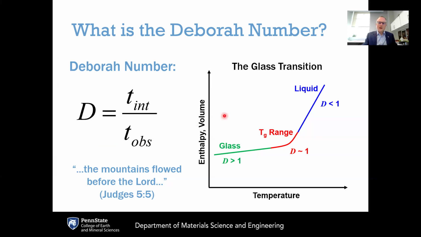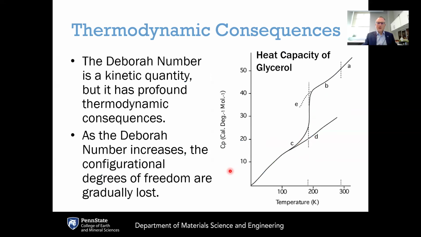But you can see what's happening here is during the glass transition, we're starting off with a Deborah number that is less than 1. Then the glass transition occurs where the Deborah number is roughly equal to 1. And then in the glassy state, the Deborah number becomes greater than 1. So this is why the Deborah number is one of the most important quantities in the field of glass science. And it is fundamental to understanding the physics of the glass transition itself. Now, the Deborah number itself is a kinetic quantity. It is based on timescales.